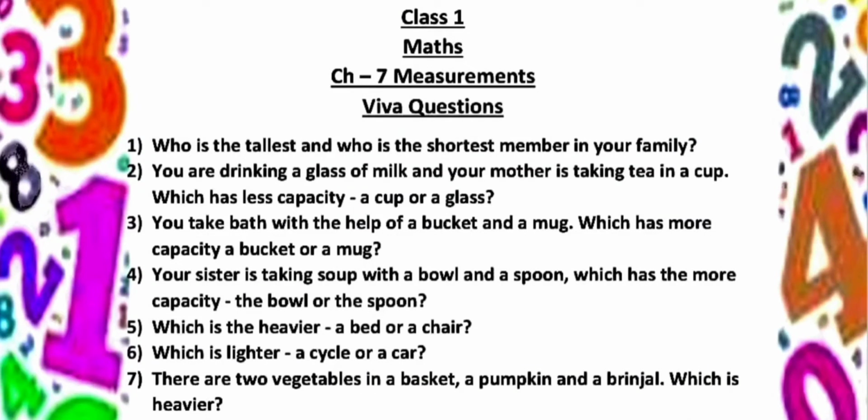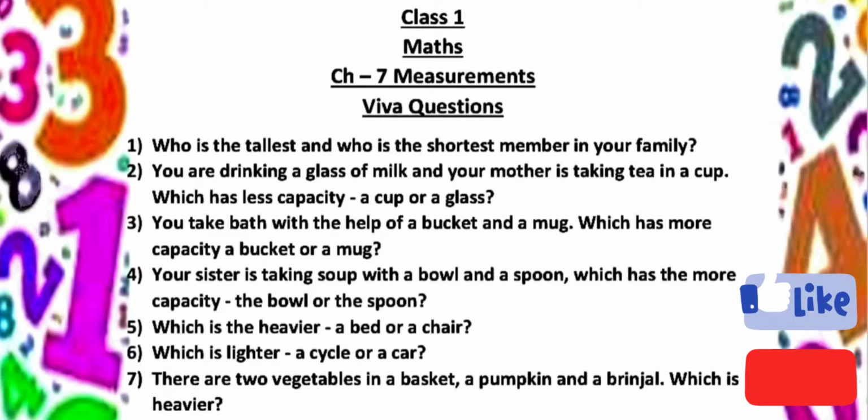Today we are going to do Viva questions on measurements. So let's start with the first question. Who is the tallest and who is the shortest member in your family? This question depends upon the student, but I can give you the format in which you have to speak the answer. So, the tallest member in my family is my father and the shortest member in my family is my younger brother. Is that clear?